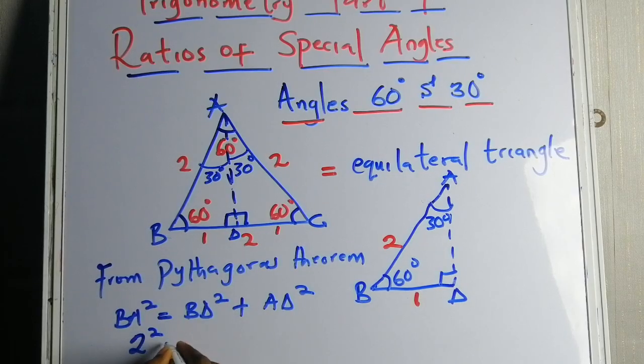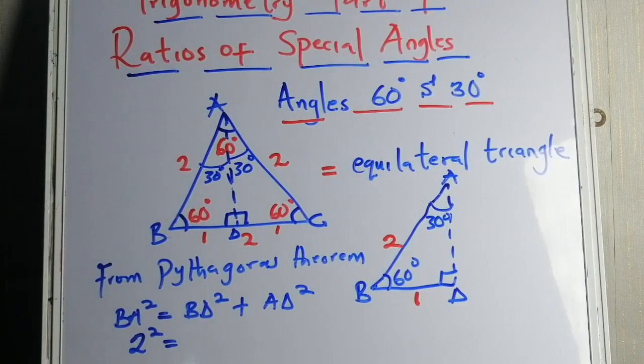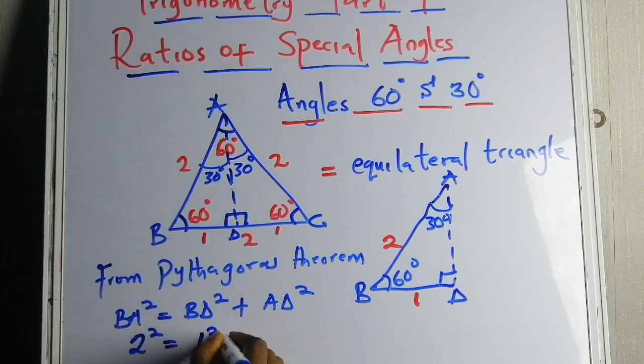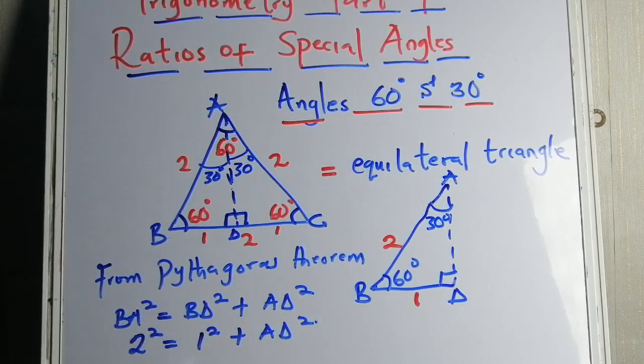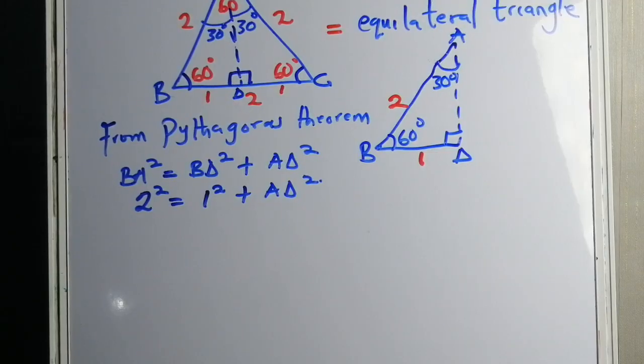Our BA is 2, so 2 square equals, okay, you already know our BA. Our BA is 2 square. Then our BD is 1 square plus AD square. So now from here, we can go ahead and get our AD square. We can get our AD from here.